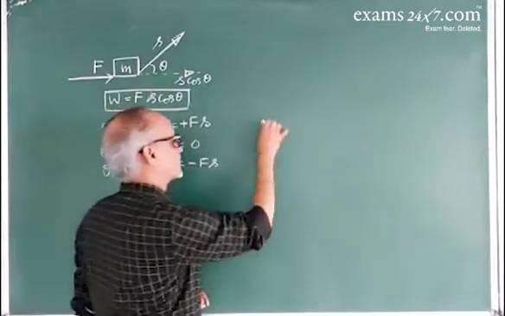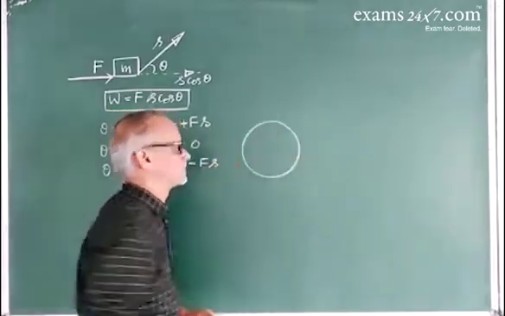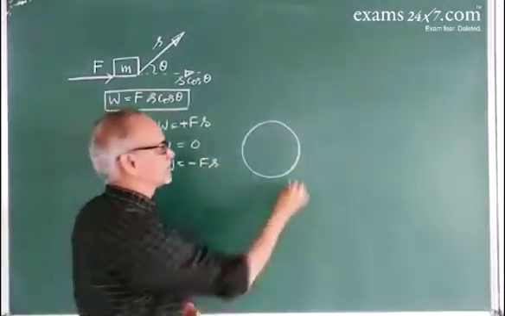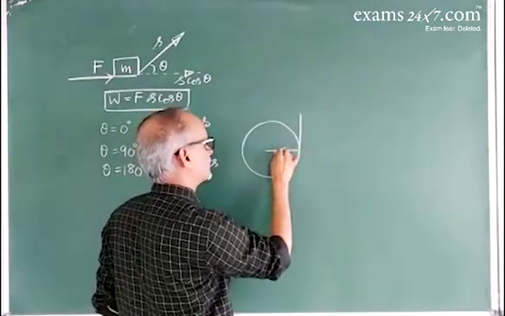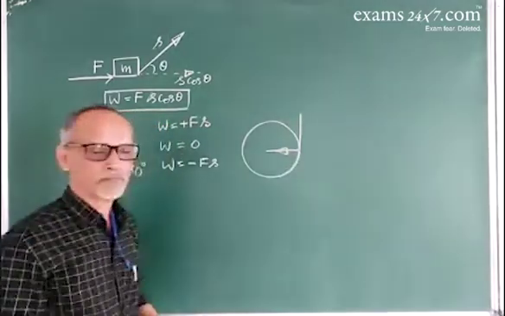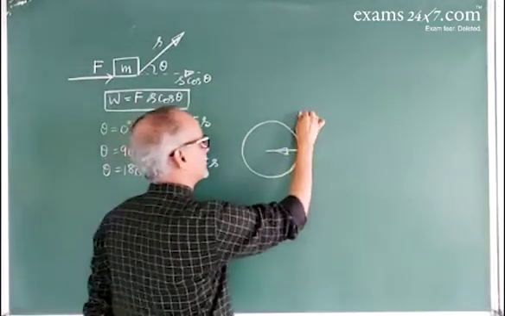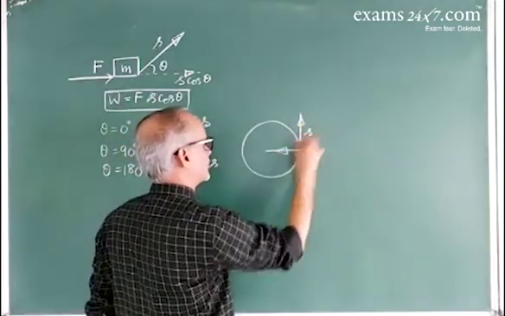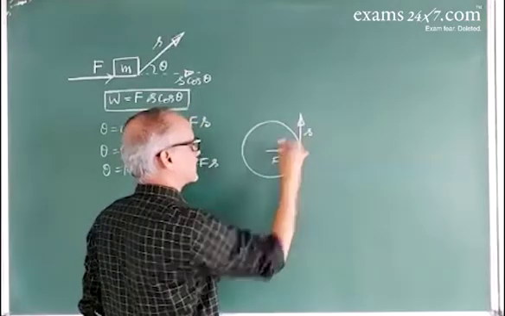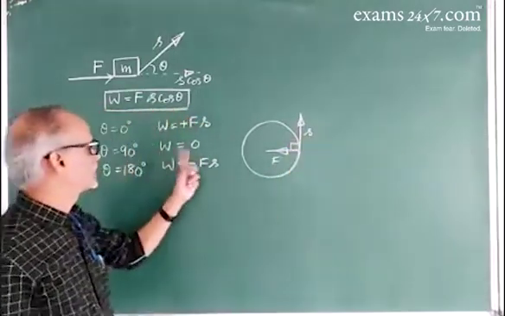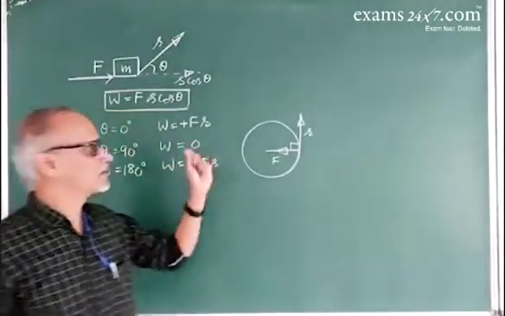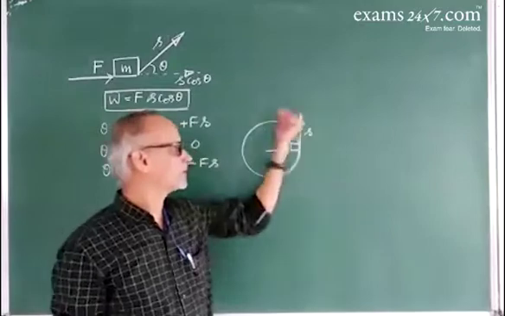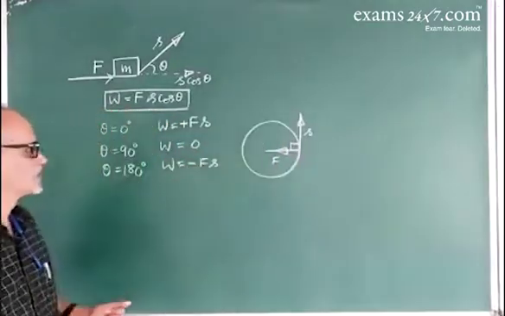When a body moves in a circular path, uniform circular motion, the force is along the radius towards the center. The displacement is along the tangent. So the angle between the force and the displacement is 90 degree. Therefore, work done is 0. So an example for 0 work is that work done by centripetal force is 0.